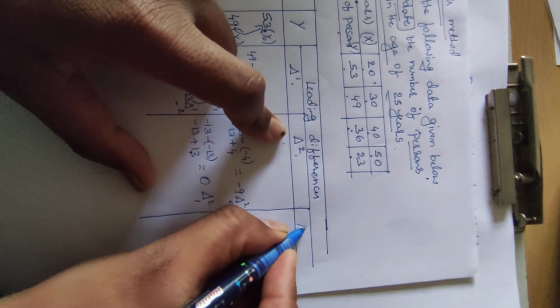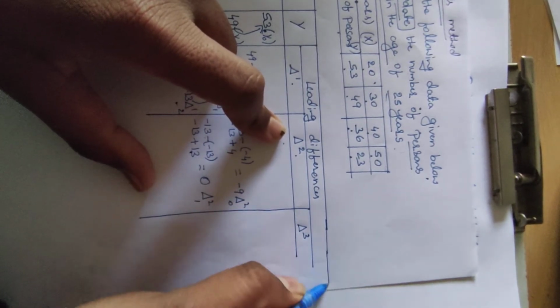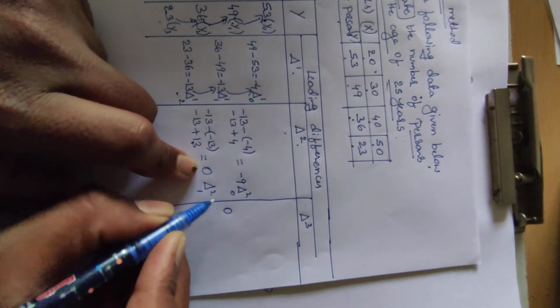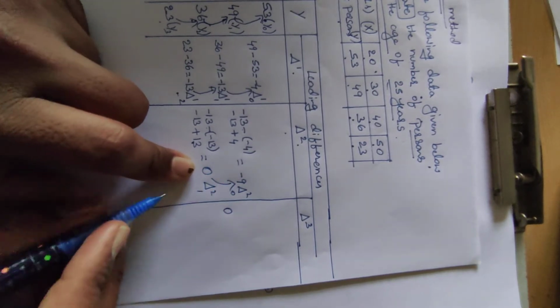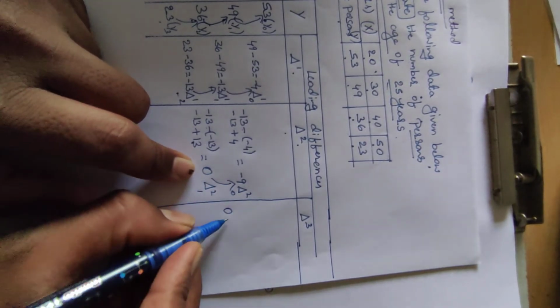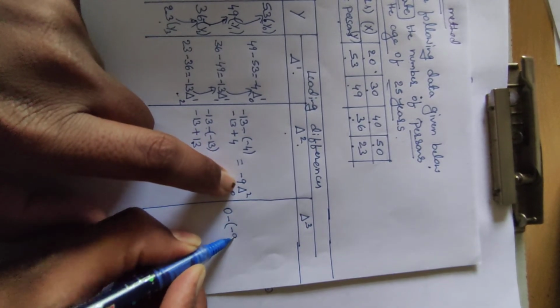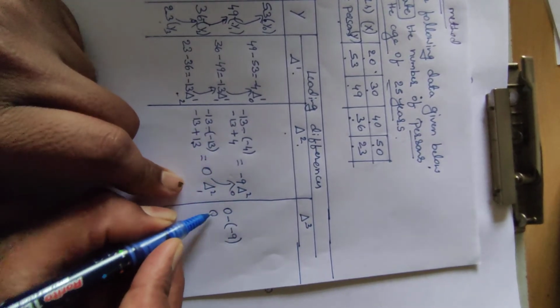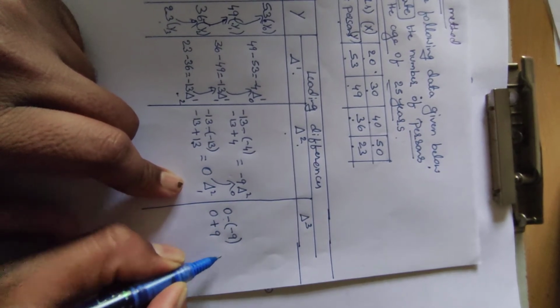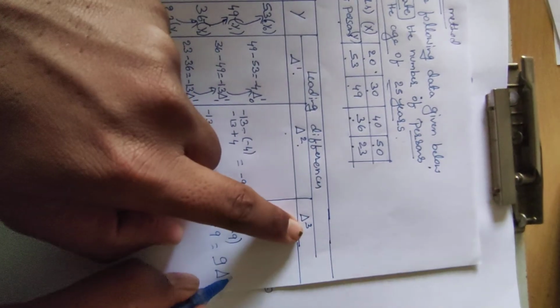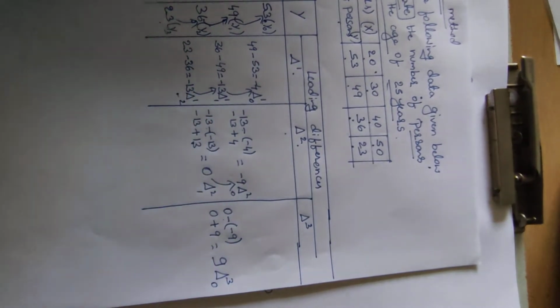Next, the last one is delta power of 3. We have to do a difference. Second value is 0. Second to first value, 0 minus we have to do. Next the previous value is minus 9. 0 minus into minus plus 9. So 0 plus 9, 9. Delta power of 3, 0. So this is the way of leading difference.